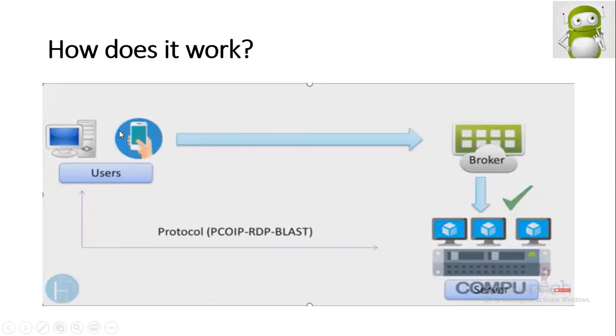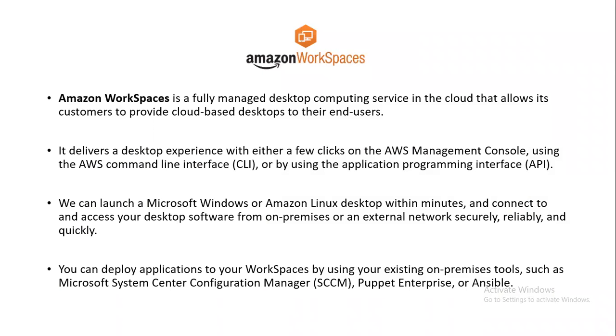This is how the VDI works. Once the user sends the request for a desktop image via the broker, it gets connected to the virtual machine on which the desktop images are hosted. One of the desktop images will be picked from the pool and sent to the user using protocols like PC over IP, RDP, and BLAST, and made available to the user.